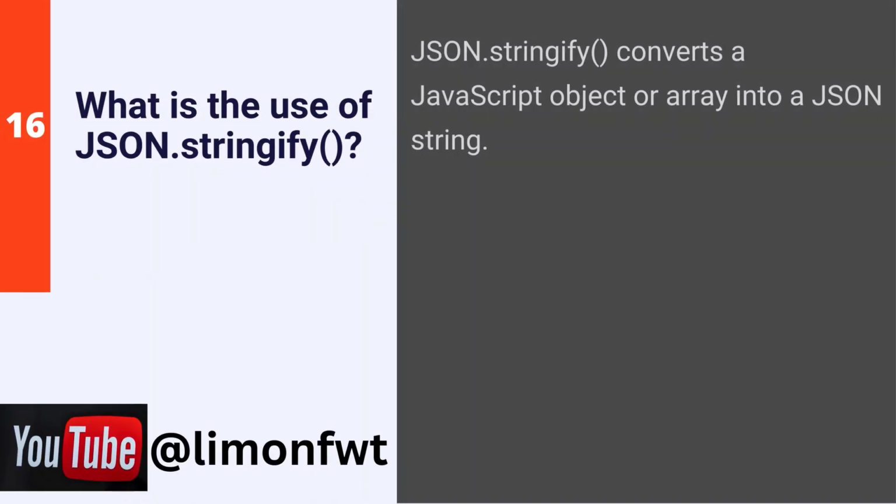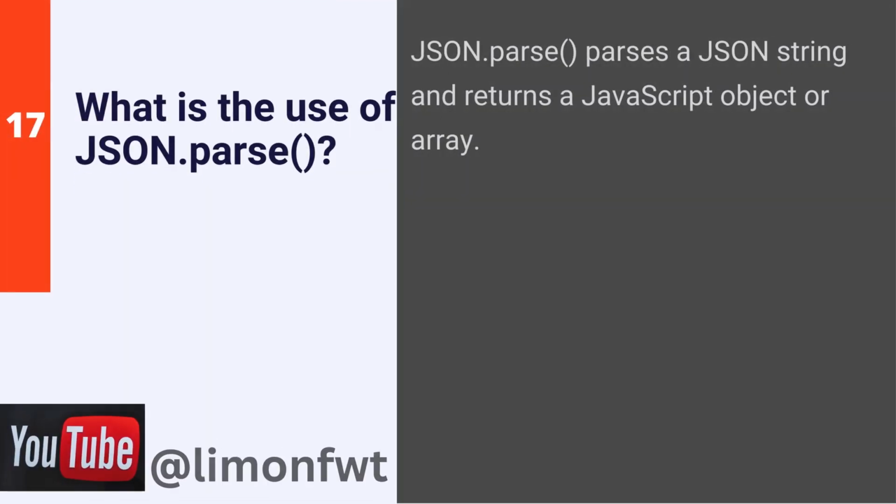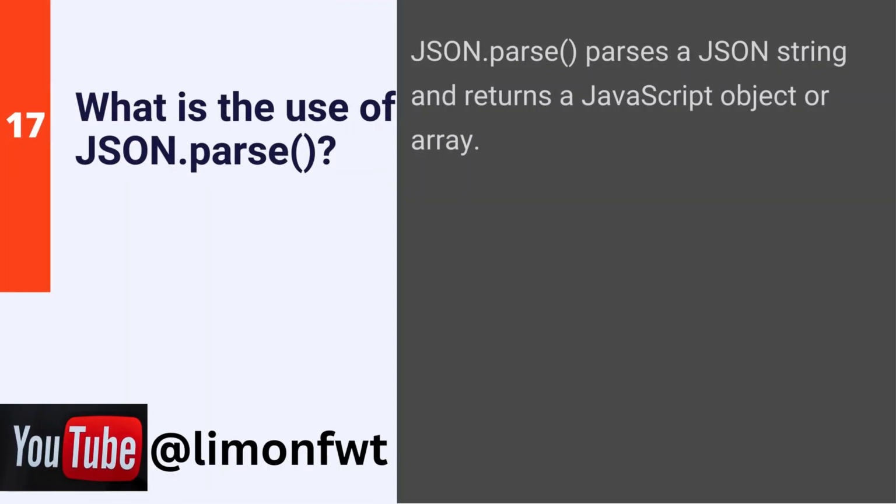What is the use of JSON.stringify? JSON.stringify converts a JavaScript object or array into a JSON string. What is the use of JSON.parse? JSON.parse parses a JSON string and returns a JavaScript object or array.